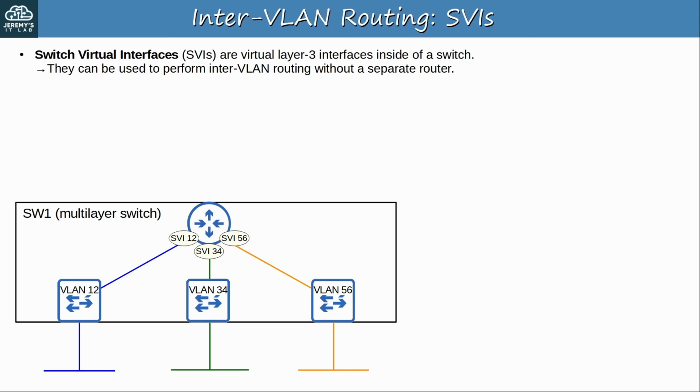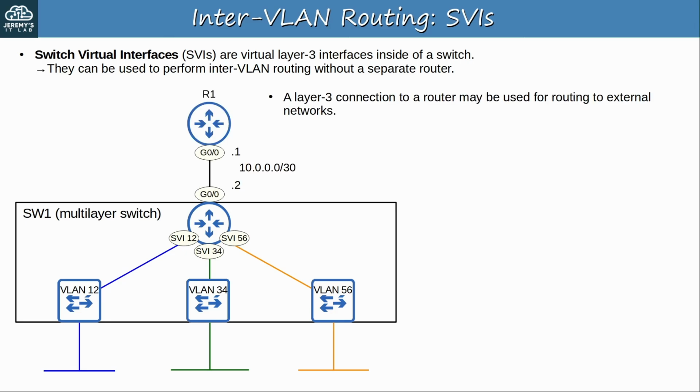With 3 VLANs, switch 1 is split up into 3 virtual switches. And because it's a multi-layer switch, it also has a virtual router inside of it, with 3 interfaces, SVI 12, SVI 34, and SVI 56. Hosts in different VLANs can communicate with each other via that virtual router. And a Layer 3 connection to another router may be used for routing to external networks. Routers provide more functionality, like NAT, so switch 1 might connect to R1 via a routed port like this, perhaps for an internet connection. Let's see how to configure this setup.